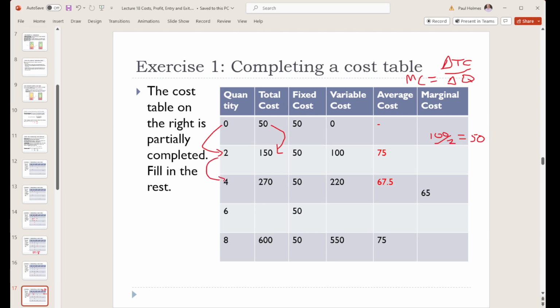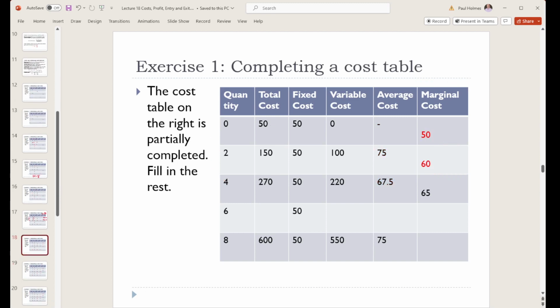What about the next one? Our quantity is again going up by 2, so we're going to do divided by 2. Our total costs going up by 120. 120 here, 120 divided by 2 gives us 60. Okay, so that's our next two marginal costs there. Now we can have a look at the final row that we haven't done anything on yet. This row here, what can we do?